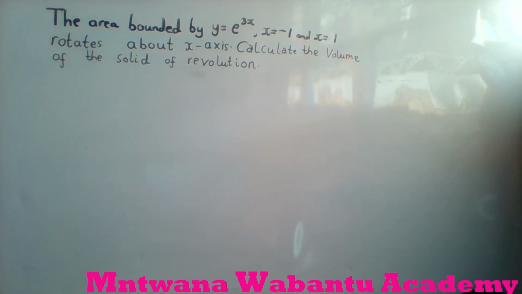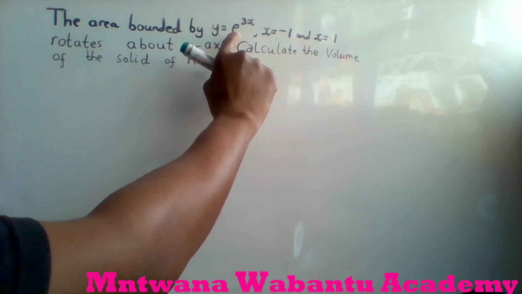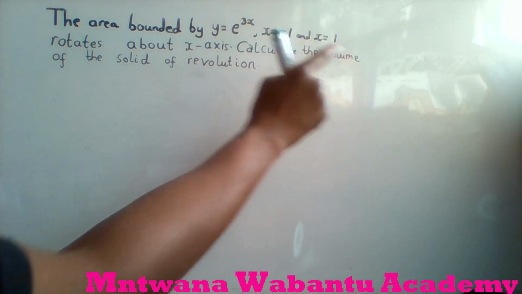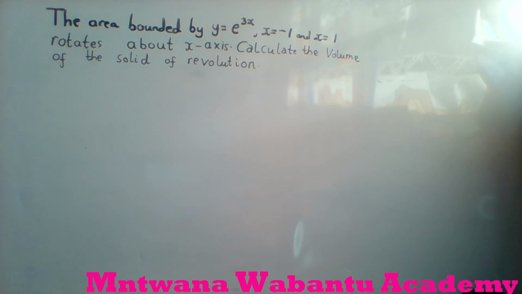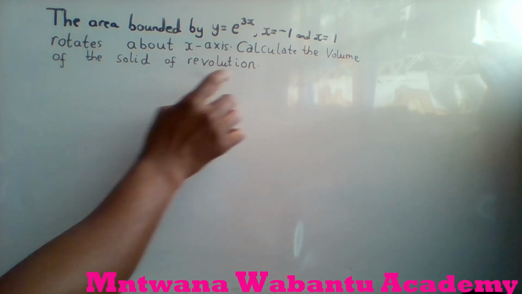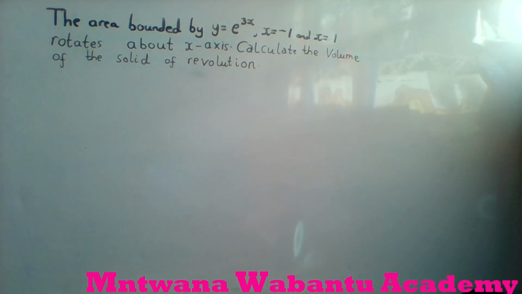After that, we have to calculate the area bounded by this exponential e^(3x) from -1 to 1, rotated about the x-axis. And then we also have to calculate the volume of the solid of revolution. So let me show you what it means when they say area bounded or rotated, before we get started.